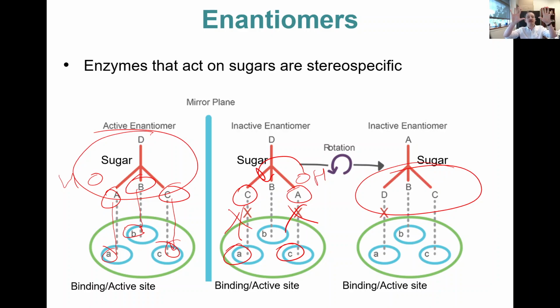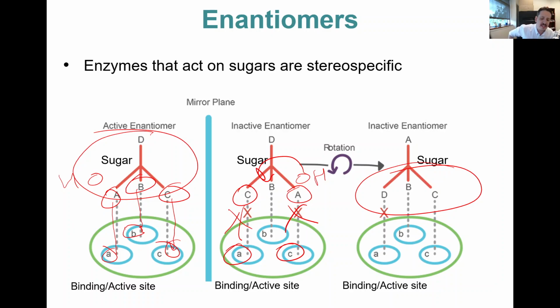Exactly the same as with my 2 hands. There's no way I can rotate this hand to make it so it superimposes over the other hand with my thumbs in the right place. Because even if I do it where I turn it like this, I've now got the front of my hand versus the back of my hand, or the palm of my hand versus the back of my hand. And so it's not going to be the same.